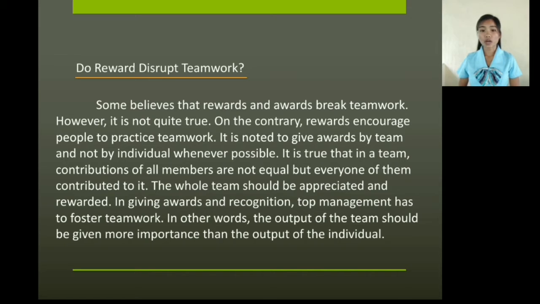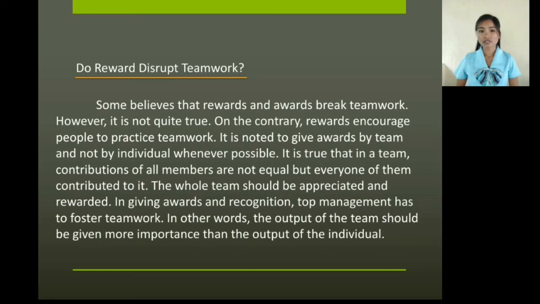Reward disrupts teamwork? Some believe that rewards and awards break teamwork. However, it is not quite true. On the contrary, rewards encourage people to practice teamwork. It is advisable to give awards by team and not by individual whenever possible. It is true that in a team, the contributions of all members are not equal, but every one of them contributed, more or less. The whole team should be appreciated and rewarded.